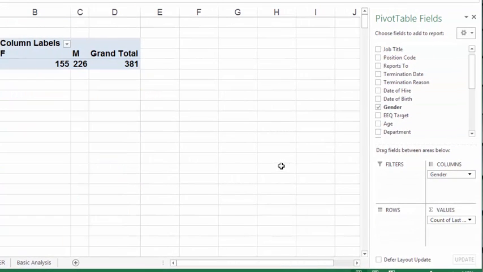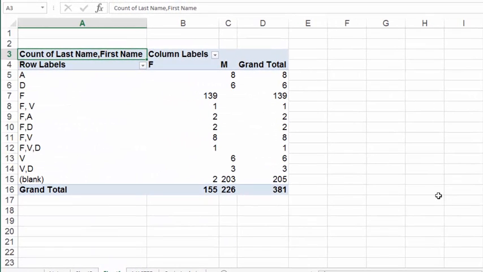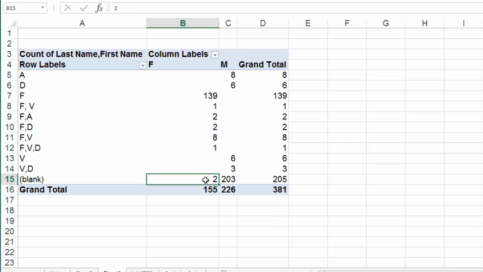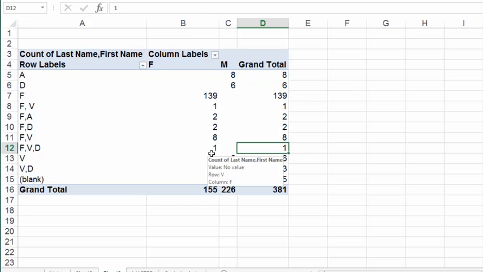I'm going to take job title out, and I'm going to take gender, leave it there, and let's put EEQ target. So I'm going to put EEQ target there, and it's telling me that out of all the females that I have, 155, there are 2 that did not report any equity, any employment equity target groups, or they don't classify into one of them. But there's 139 females, one of which happens to be a female and a visible minority. 2 of them are females, Aboriginal. And if you look at males, there's 8 of them that are Aboriginal, 6 that have disabilities. So this, of course, goes a long way to providing some sort of analysis for planning purposes, right?